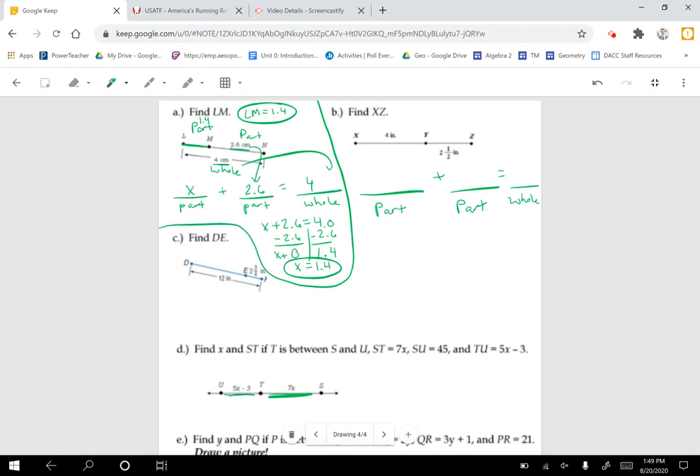Okay, so if we wanted to just take a look at the setup of this one, so part plus part equals whole. And I'll even write a little p and w down there.